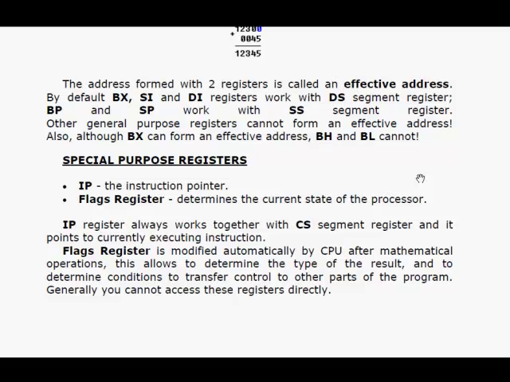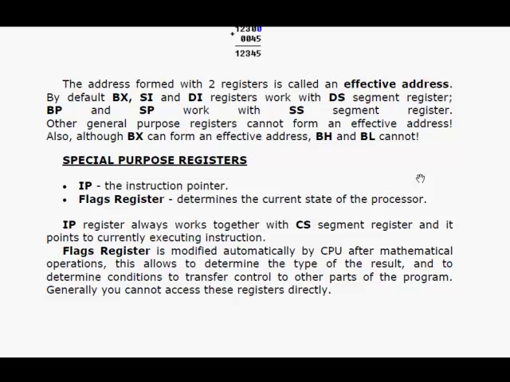And the next one is the flag register. The flag register is a 16-bit register, and it's modified automatically by the CPU after mathematical computations like addition, subtraction, and comparison of two numbers. It has bits like the parity bit, the carry bit which shows whether a carry is generated or not, the overflow bit which shows that an overflow has occurred, the sign bit which shows whether the number is signed or unsigned, and the zero bit which shows whether the result of some operation is zero or not, and all that we will be discussing later.